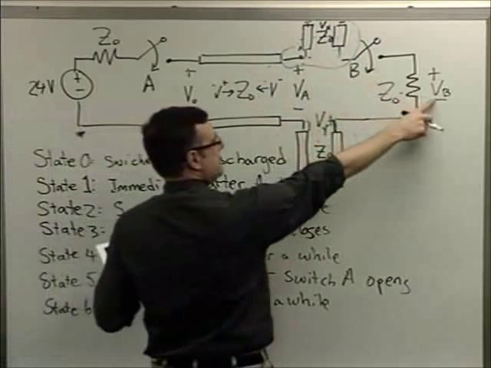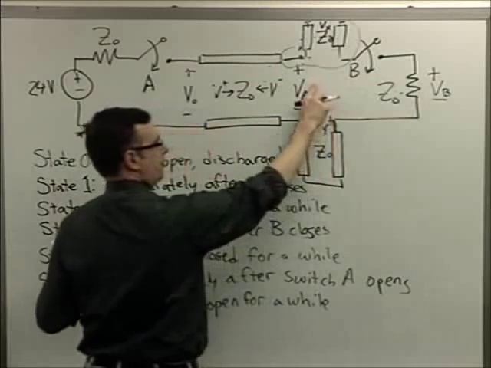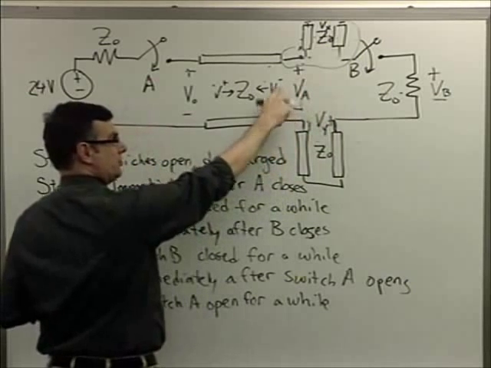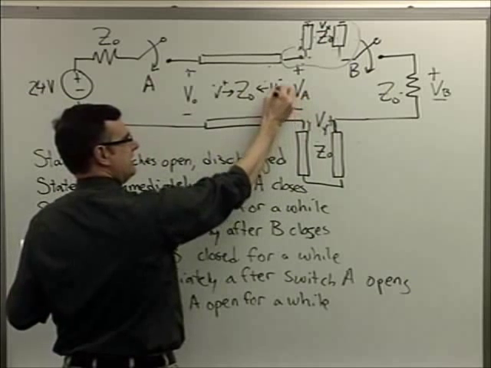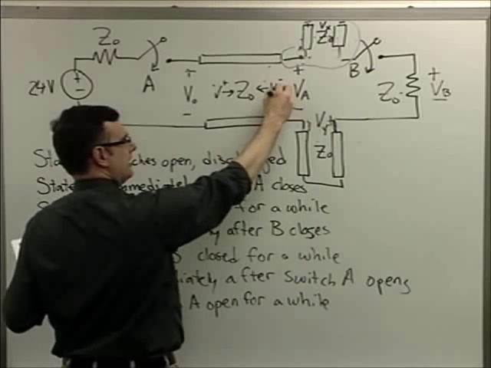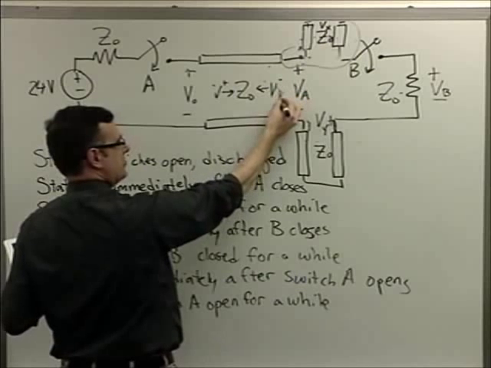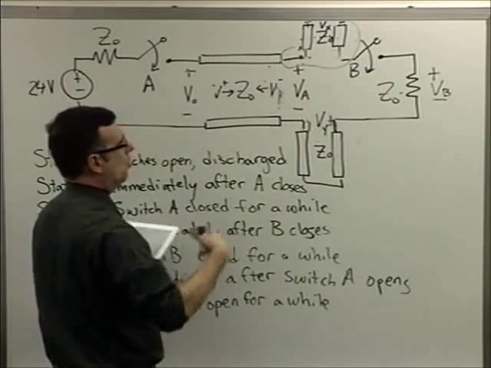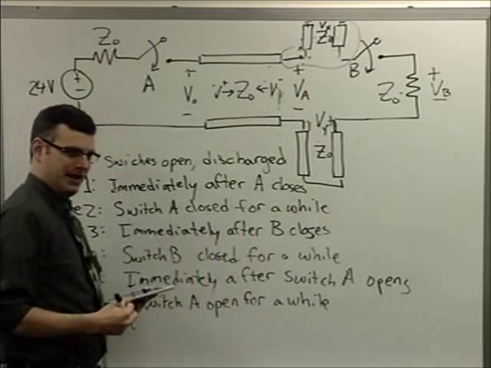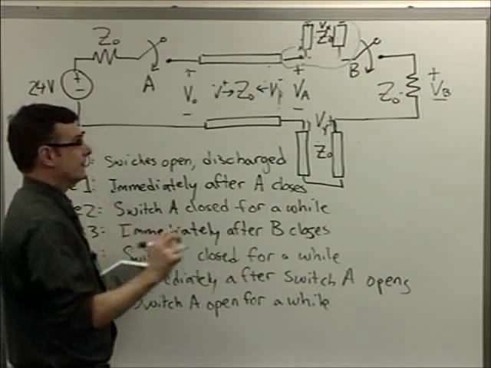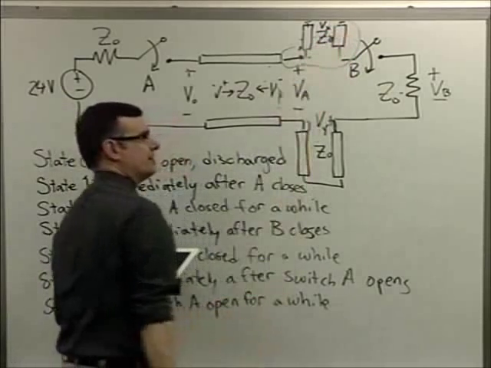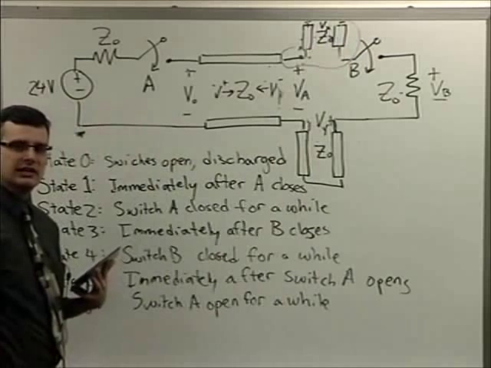My VB, my output voltage VA of the first line, my backwards propagating wave, since it's measured at the beginning of this load transmission line, and my VY. What will not be affected in this circuit by that change immediately afterwards? My VX, because it's going to take at least a transit time for that change to make it all the way down the line.